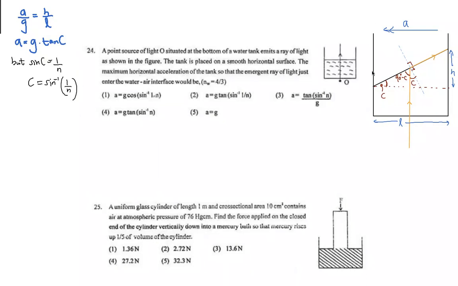Therefore, if I substitute that properly, A will be equal to G times tan, and inside the tan, instead of C, I can put sine inverse 1 over n. That's why we have an answer like this. Okay, so what is the answer? I think it should be the second one. Second one.